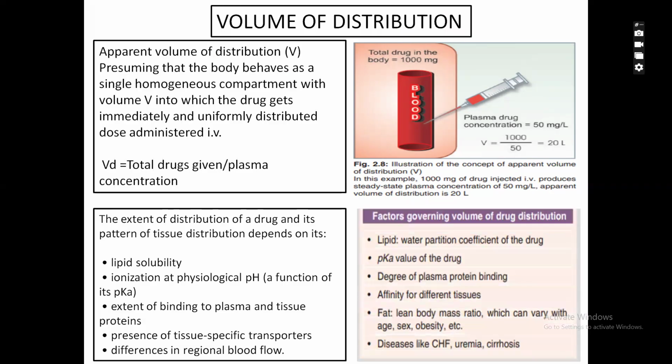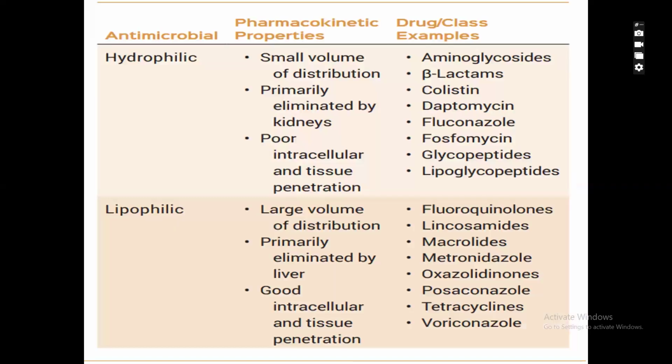So the factors governing the volume of drug distribution are these: pKa value, lipid-water partition coefficient, and degree of plasma protein binding, which is also an important part of how much the drug will be distributed to which compartment. Also, the difference in regional blood flow is important, but what is more important is lipophilic versus hydrophilic drug. Hydrophilic drugs have a lower volume of distribution. Lipophilic drugs have a higher volume of distribution. Remember, it's an apparent volume of distribution.